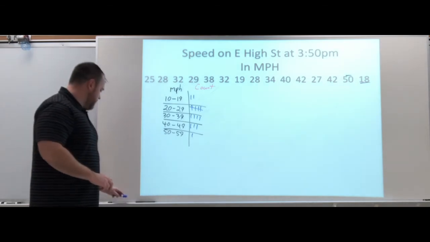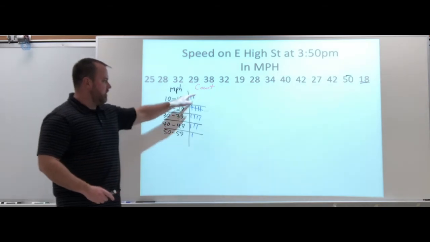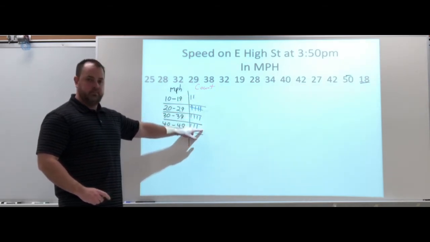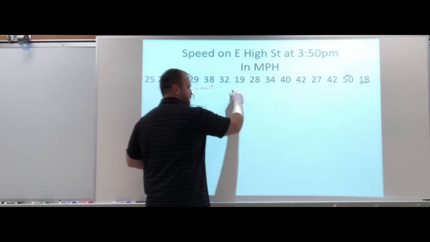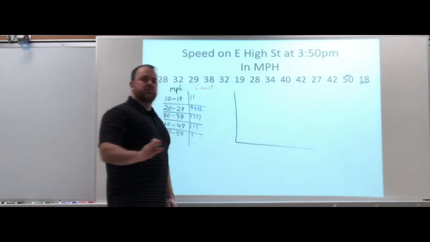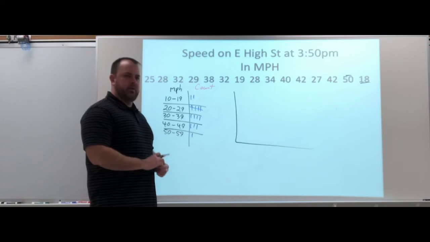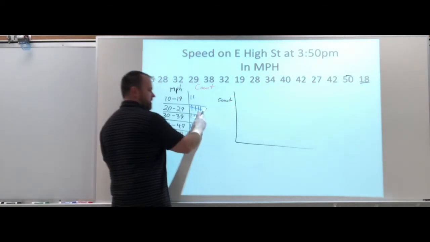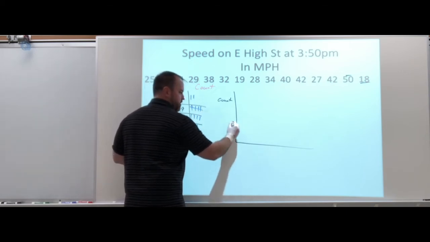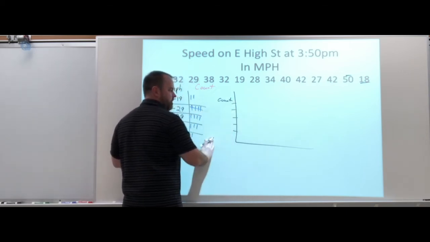So now this is what we're organizing. We know how tall each bar needs to be and what our intervals are going to be. So let's put together our graph. I expect yours to look a little nicer, maybe using a ruler. We're going to have to count, and our count needs to go up to 5: 1, 2, 3, 4, 5.